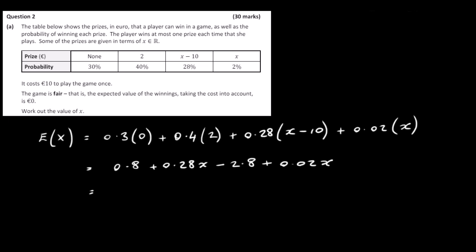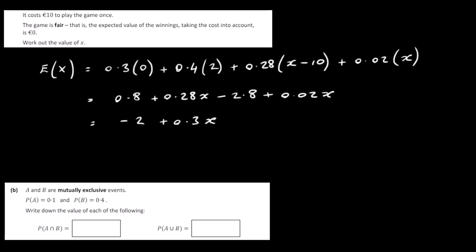So let's just simplify this. Plus 0.8 minus 2.8, that's just going to be minus 2. And then we have plus 0.28x plus 0.02x, that's plus 0.3x. Now what we want to do is look at minus 2 plus 0.3x being equal to 10 euros. It's a fair game, so this is what you're expected to win on average, playing over, let's say, an infinite number of times. This is what you're paying for each game.